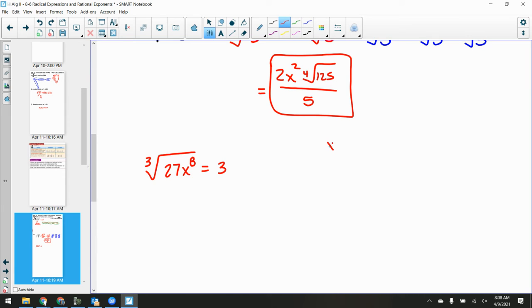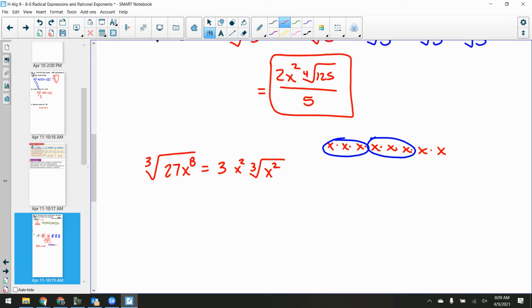Well, think about it logically. 1, 2, 3, 4, 5, 6, 7, 8. And now let's take equal groups of 3. So I've got this buddy set coming out, this buddy set coming out, and 2 left over, right? Looking for groups of 3. So it's x squared, because I had 2 groups coming out, with 2 left over. Okay? That's how that looks.